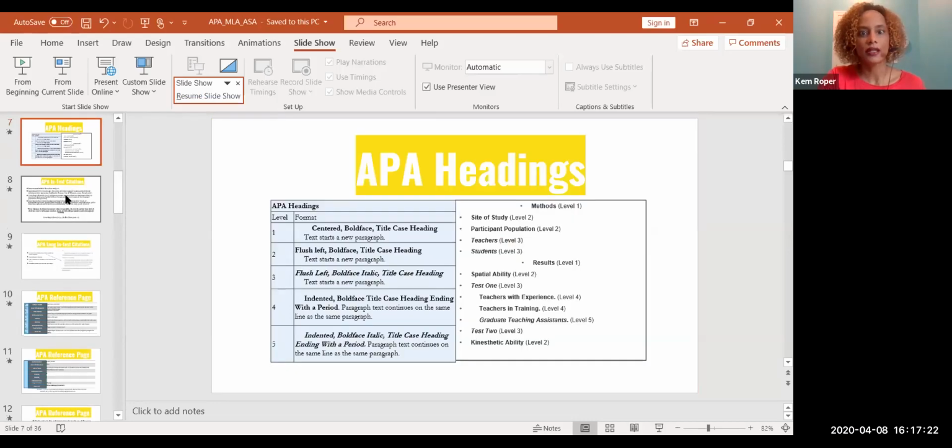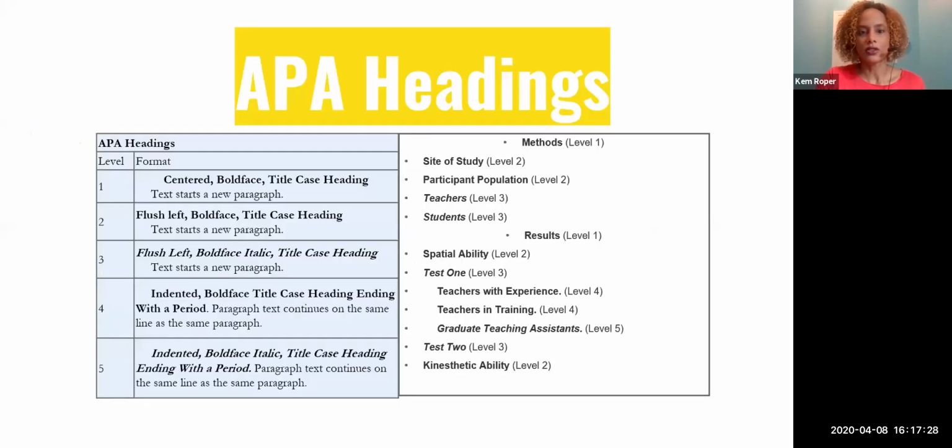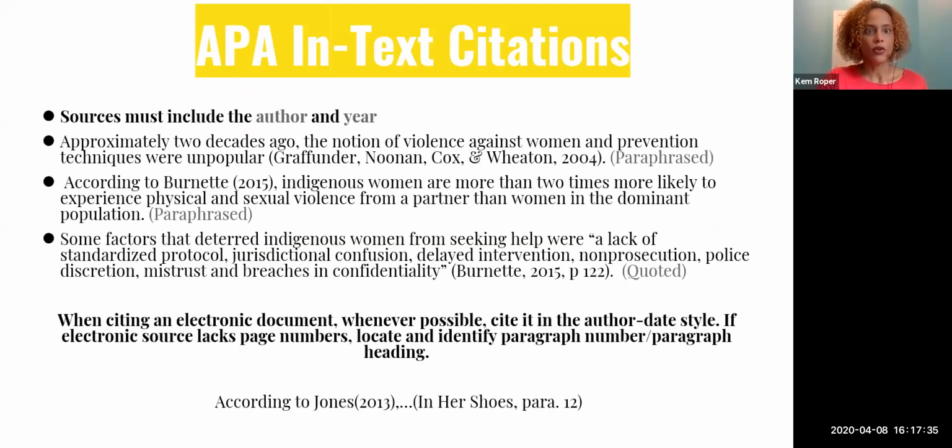That was the headings. Now we're going to talk about in-text citations. When you're doing in-text citations in APA format, the primary way that you cite your sources is with the author's last name and the year. And here are some examples of how you would do that. Notice that if you mention the author in the sentence, then only the year would be in parentheses.